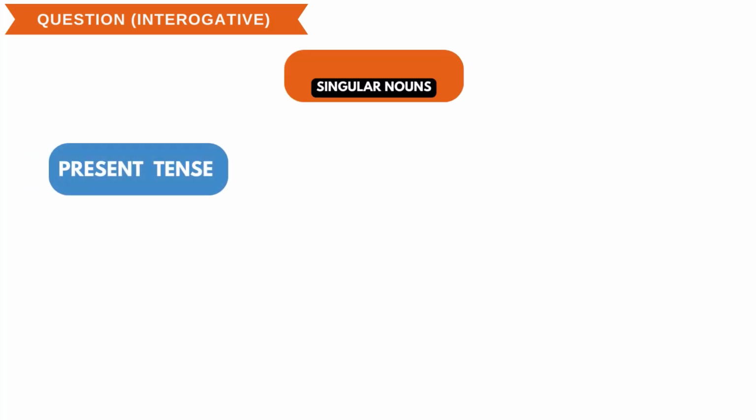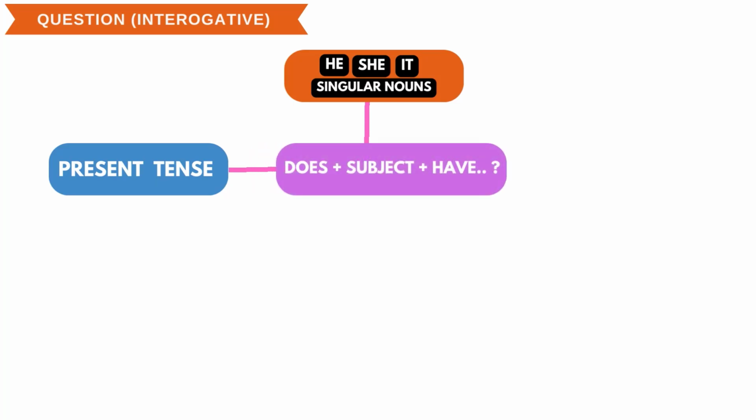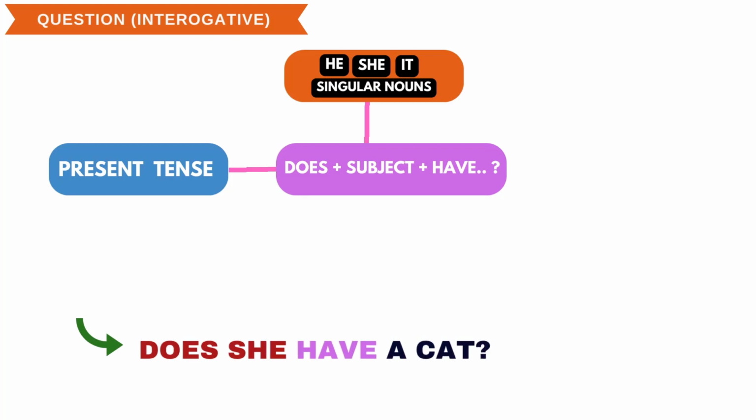Now let's discuss the correct question structure of the verb. If the sentence is in the present tense and the subject is a singular noun, he, she, it, then we use the structure does plus the subject plus have. For example, does she have a cat?